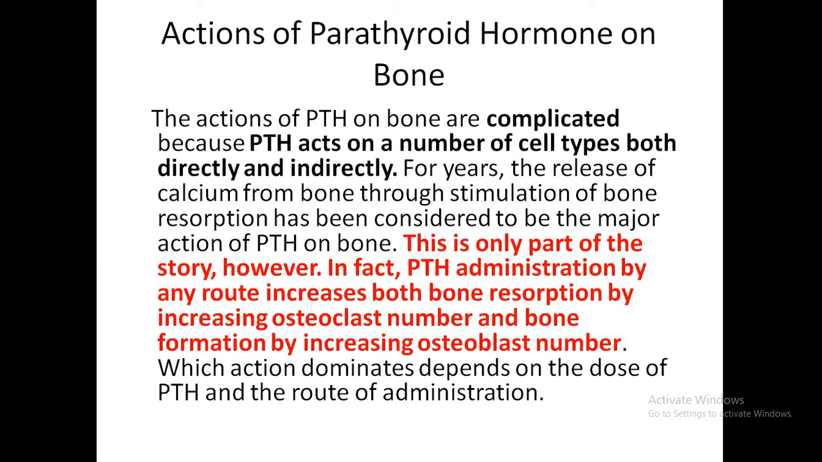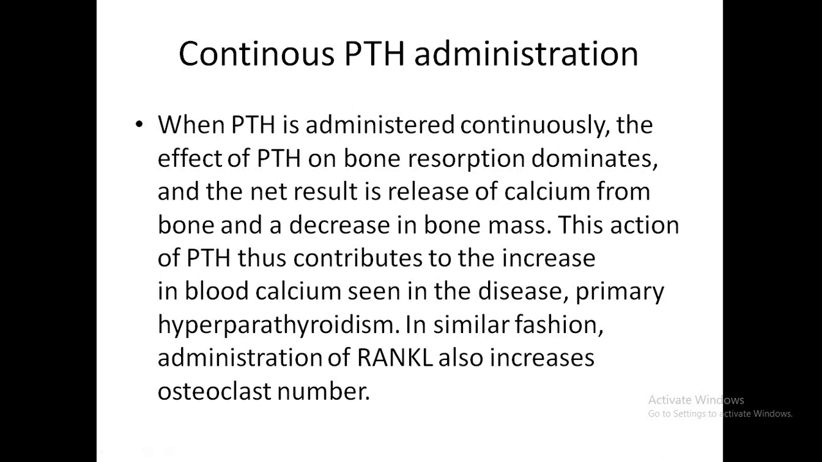by increasing osteoblast number. So this is something very different from what we learned in medical school. It increases both osteoclasts and osteoblasts, thereby increasing bone resorption and bone formation respectively. Which action dominates depends on the dose of PTH and the route of administration. If PTH is continuously administered, the effect on bone resorption dominates, and the net result is release of calcium from bone and decrease in bone mass. This can be seen in primary hyperparathyroidism.